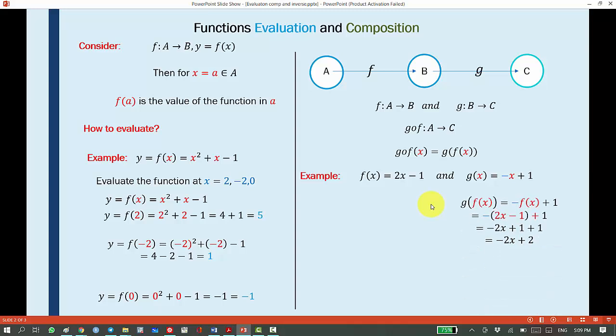In order to find the composition of g and f, or (g ∘ f)(x), what we do is we consider g of x, which is minus x plus 1, and in this function we substitute x with f of x.